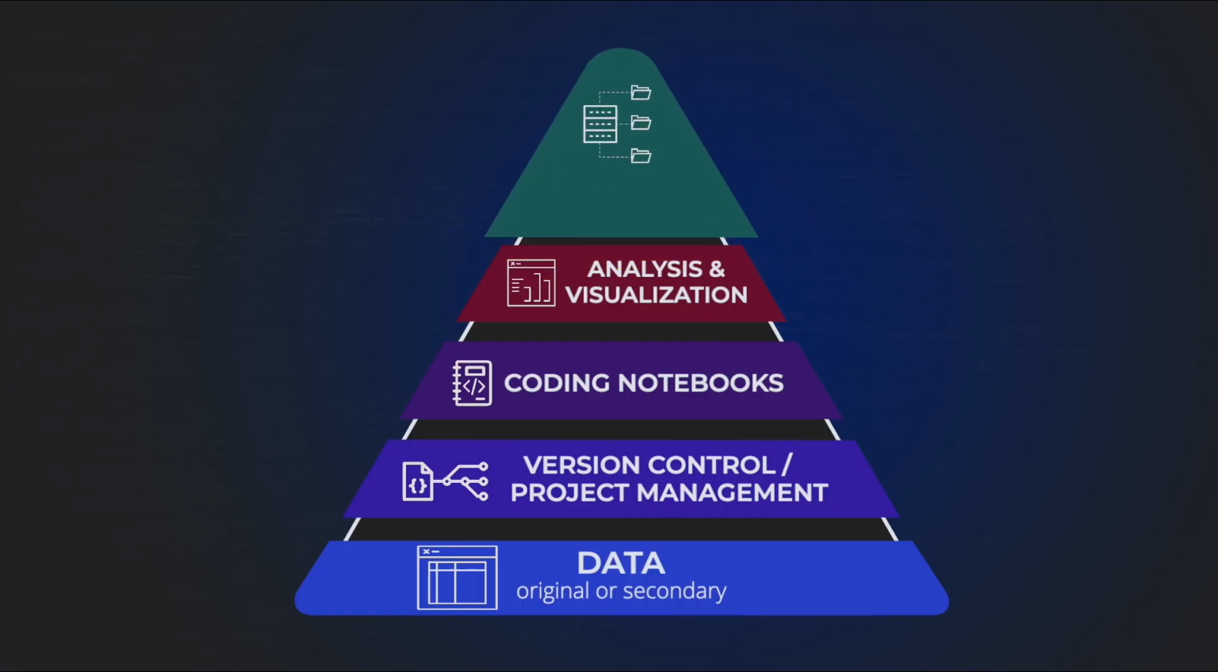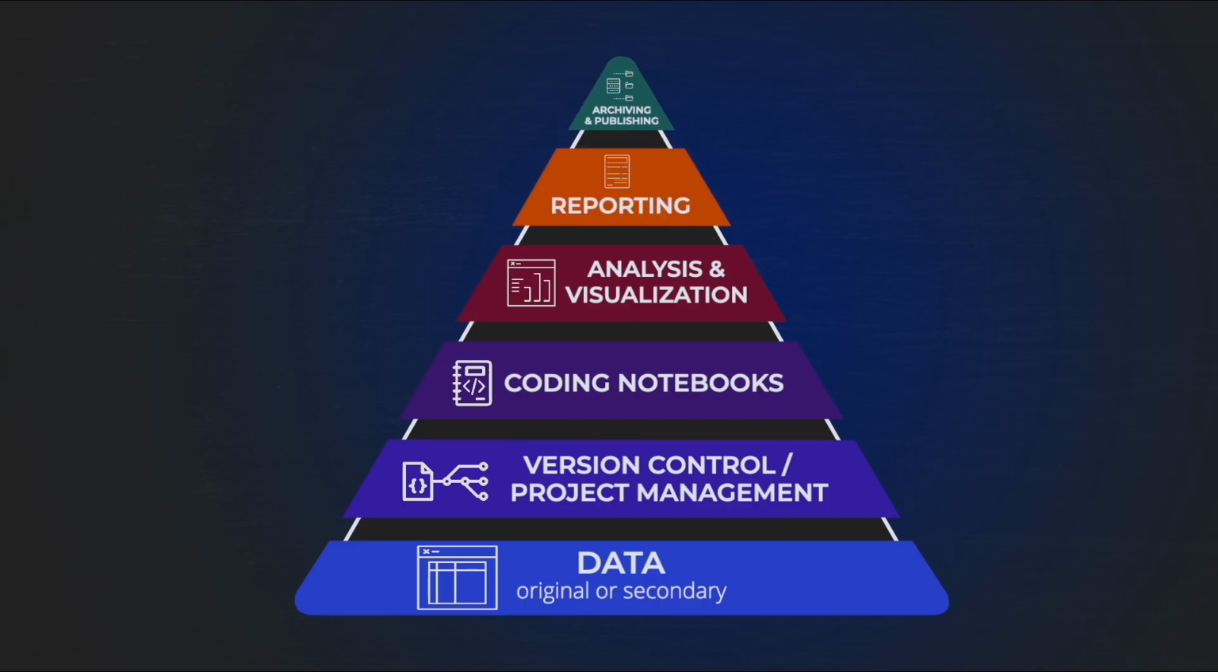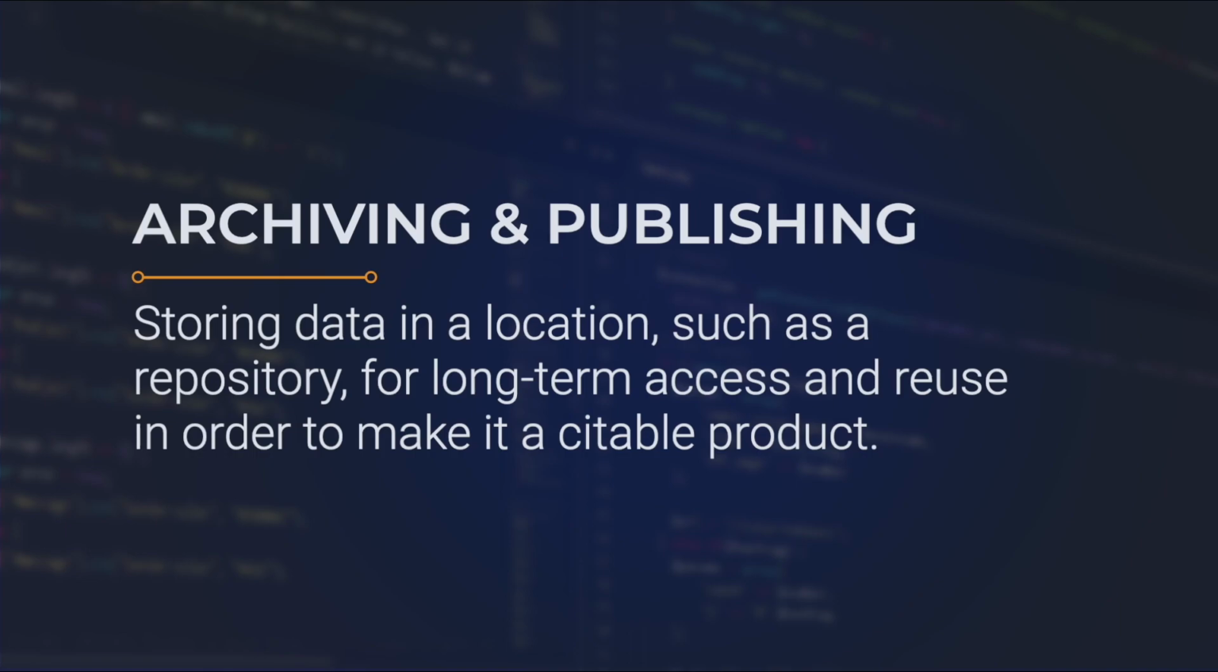Finally, at the top of the pyramid is archiving and publishing. This is in many ways the icing on the cake, and no project can be truly reproducible without it. Archiving and publishing of data and code involves storing data in a location, ideally an archival repository, for long-term access and reuse, and including making it a citable product. So remember, no one can reproduce your findings without access to your data and your code.